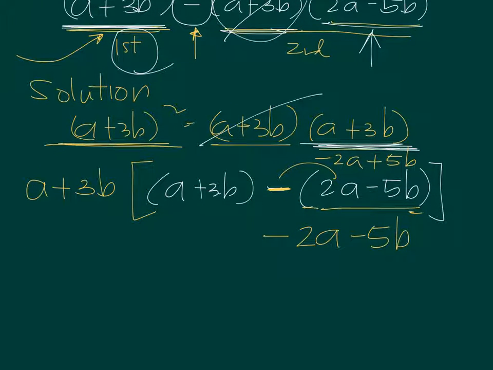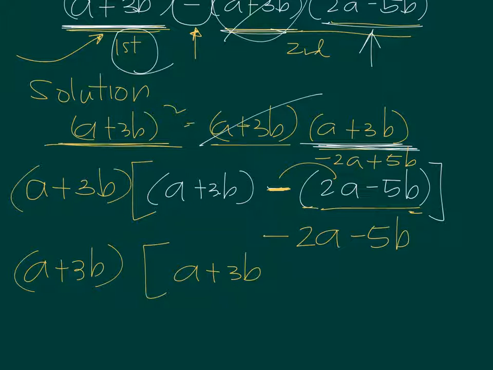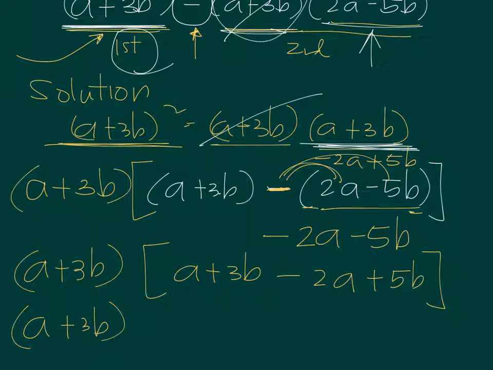So continuing the solution, we have a + 3b, and then inside we have a + 3b. You can start removing the parenthesis, and then for the second, that's minus 2a, and then plus 5b. Negative times negative is positive. And then continue simplifying. Inside, a minus 2a is negative a. 3b plus 5b is positive 8b.